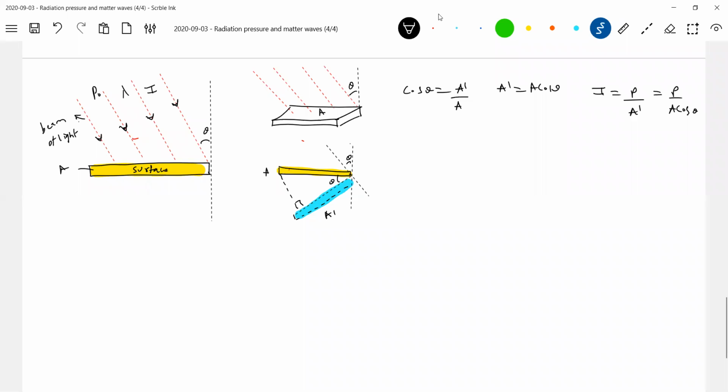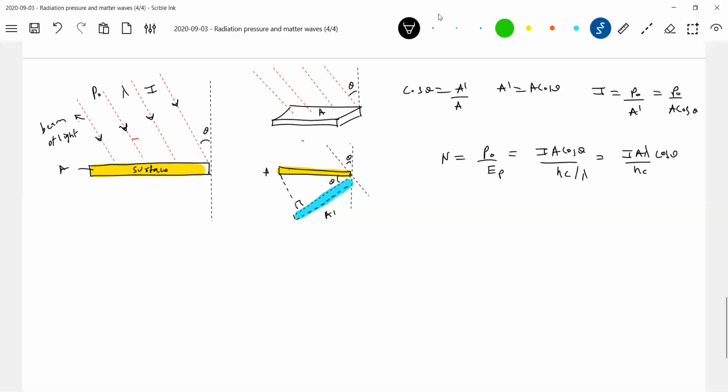So what is the number of photons incident on the surface? Power by energy of photon. So what is the power? Power we should write as P naught. So P naught should be equal to I A cos theta. The number of photons is I A lambda cos theta by hc.